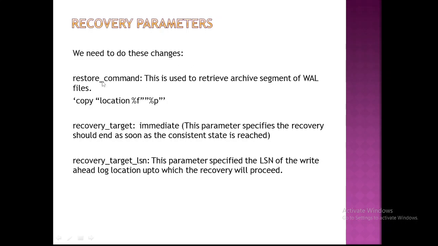First we need to go for this parameter, restore_command. This is used to retrieve archived segments of WAL files. So you need to place the archive destination here. This is our copy command, so that Postgres will copy the files from the archive segment to the Postgres cluster using this command, restore_command.